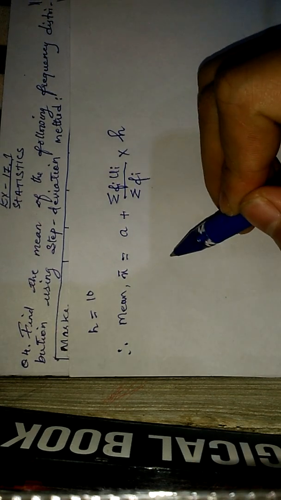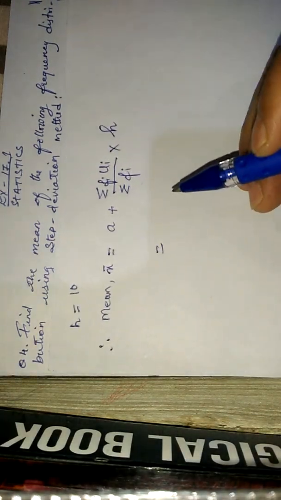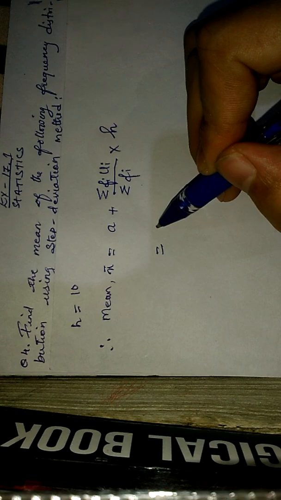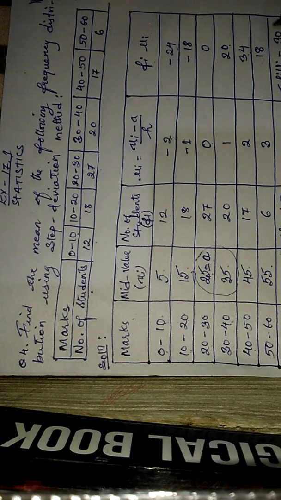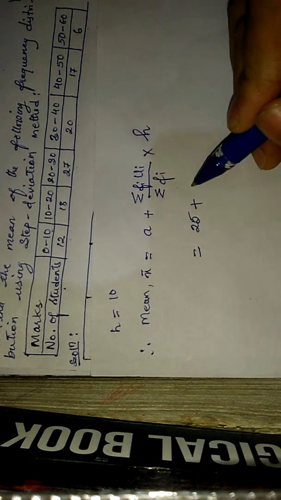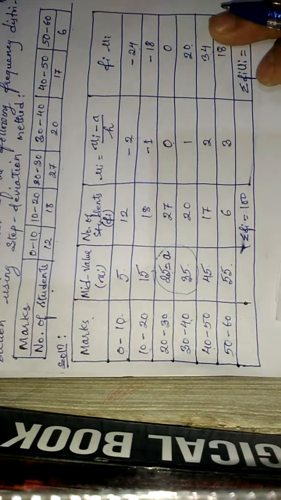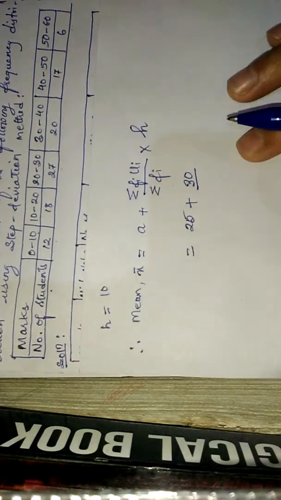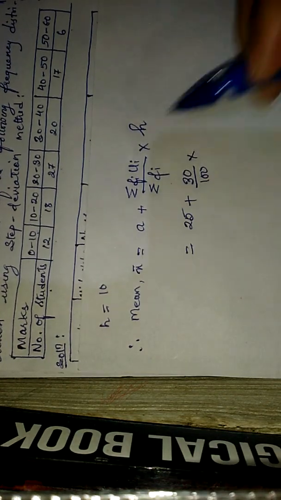Now put in their values. Here a, we assume 25 as our mean. Then the sum of product of Fi and Ui, here we have 30. Then the sum of frequencies is 100, into h, which is 10.